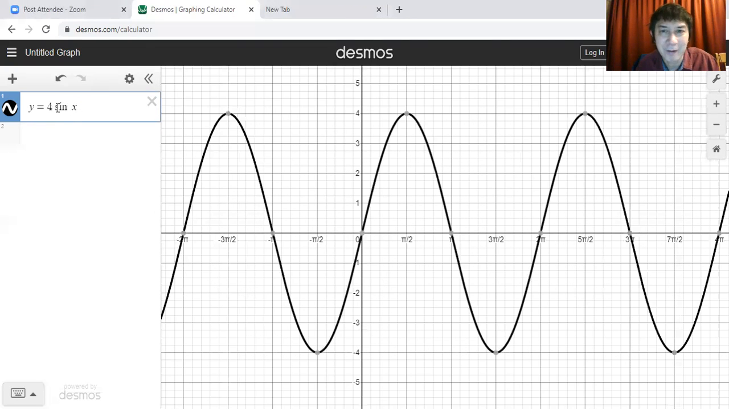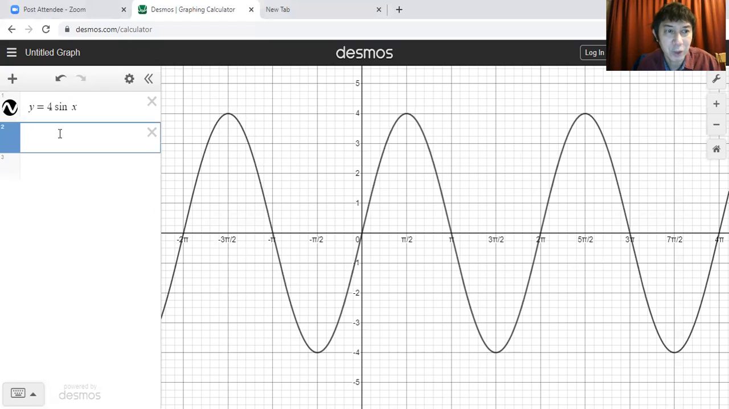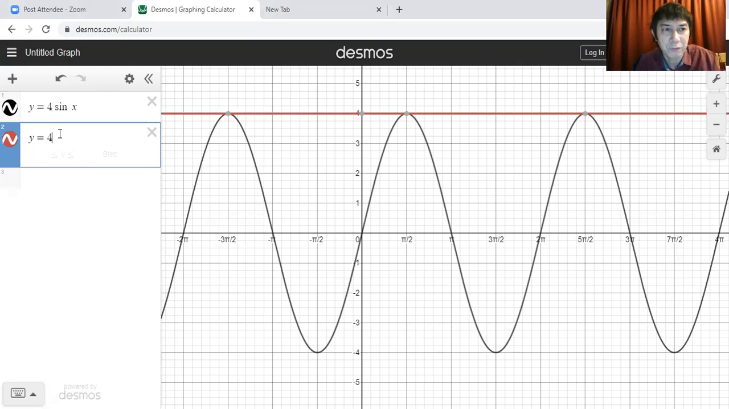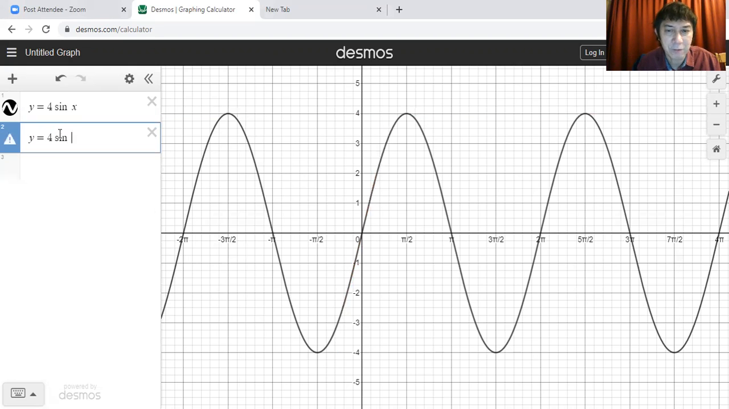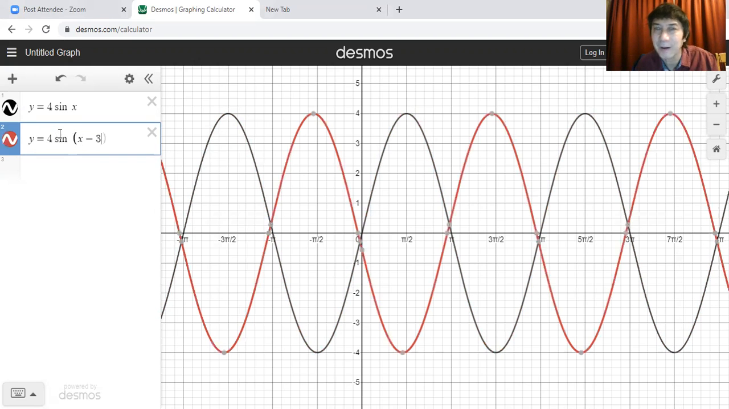And how about the horizontal translation? It will move, and you can only notice that if we do another graph. Let's do another graph with a magnitude of 4, and then sine of x minus 3. So it actually moved by 3 units to the right.